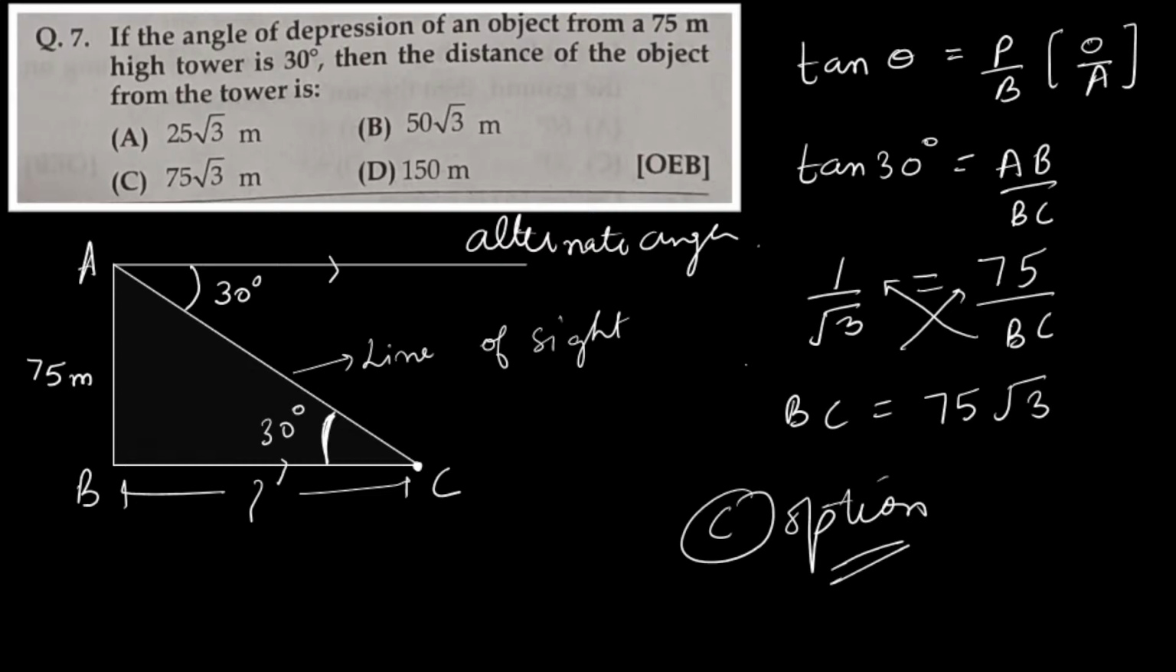So it was also a direct question, the only difference was that the angle of depression was given to us. So don't get confused, just draw the figure and you will be able to do it. In each and every question you have to draw a right angle triangle if it is not given to us. Okay, let's do the next question.